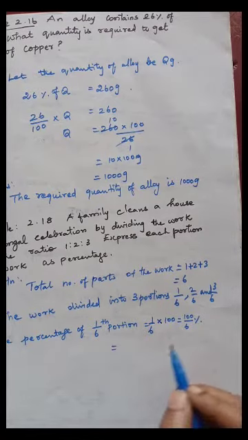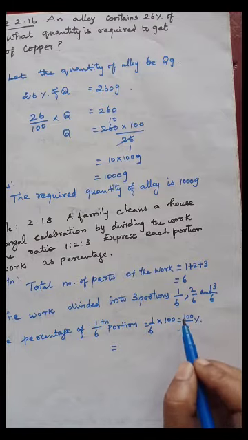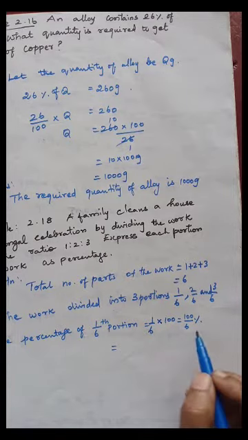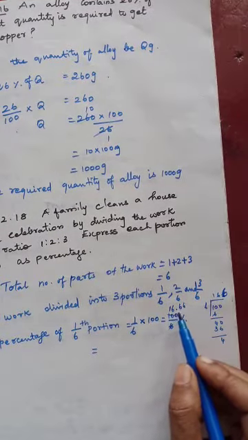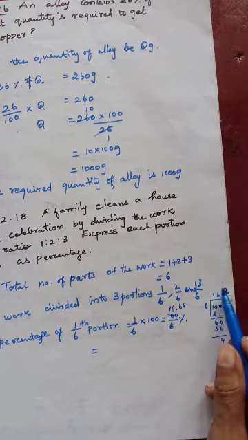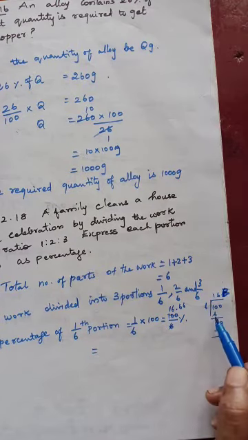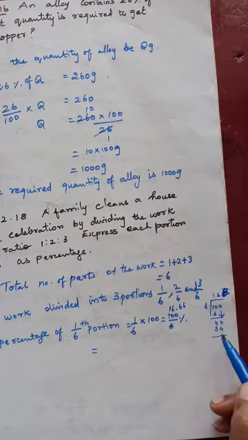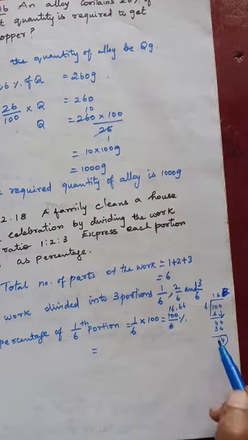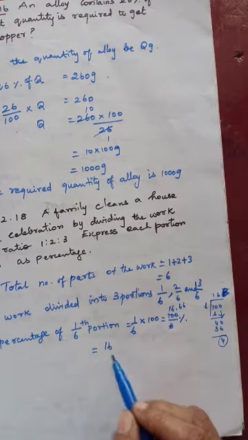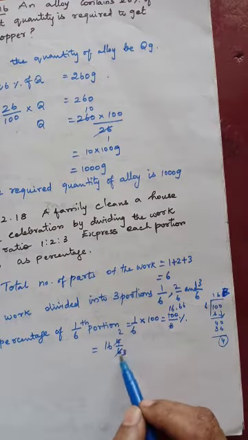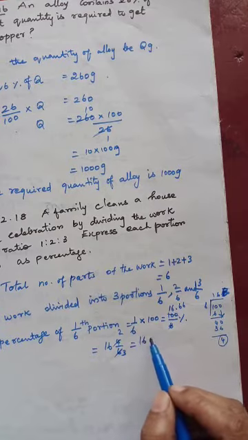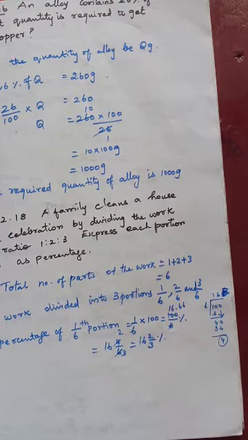Then this is an improper fraction. You have to change this to a mixed fraction. Mixed fraction means 100 divided by 6: 6 ones are 6, remainder 4, then bring down 0, then 6 times 6 is 36, remainder 4. So we can write this as 16, and 4 cannot be divided by 6, so 2 by 3. Then you can write this as 16 2 by 3 percentage.